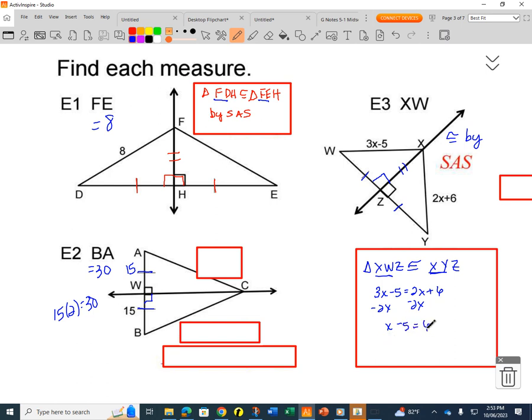I'm going to add 5 to both sides. So now I know that x equals 11, but that's not my answer, right? I want to know how long is XW. Well, XW's length is 3x minus 5. So I'm going to replace the x with 11. 3 times 11 minus 5. 33 minus 5 is 28. So the XW measures 28.